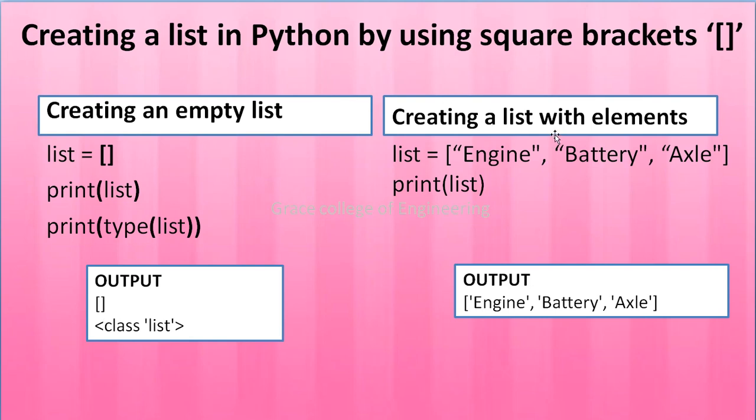Next, creating a list with elements. List is equal to the elements engine, battery and axle. Then next print list. All the elements will be stored in this variable, that is list. The variable is called in the print statement. So the output is engine, battery, axle.